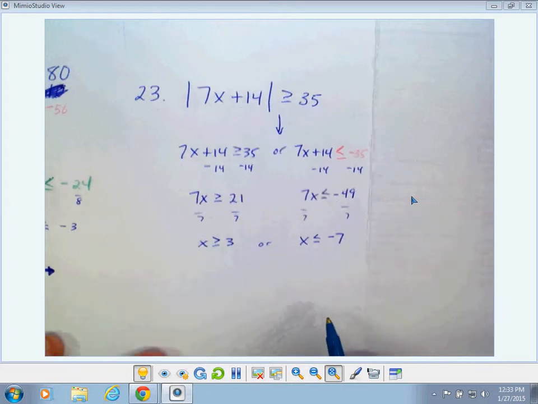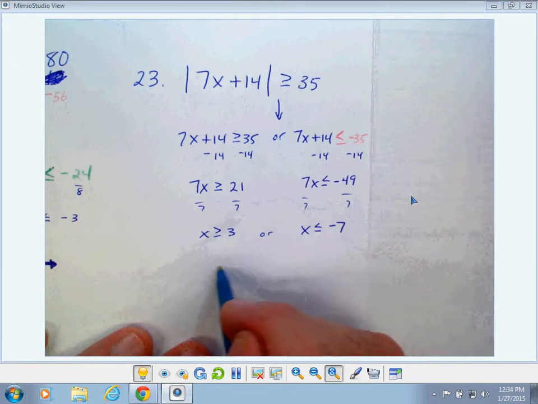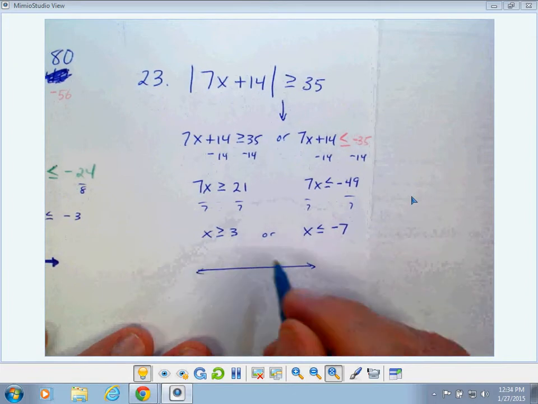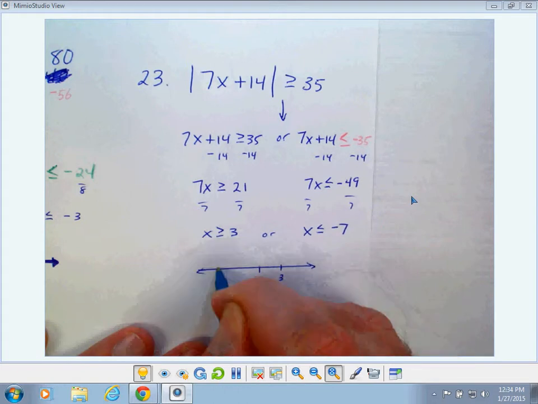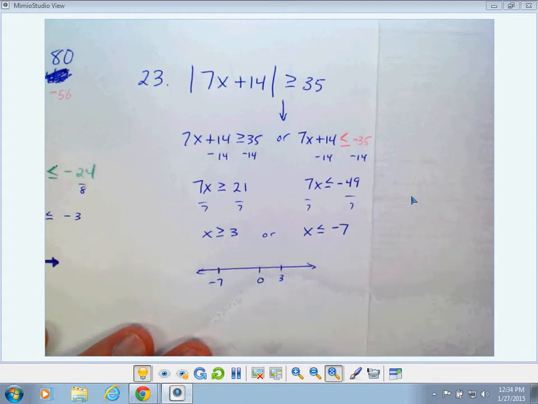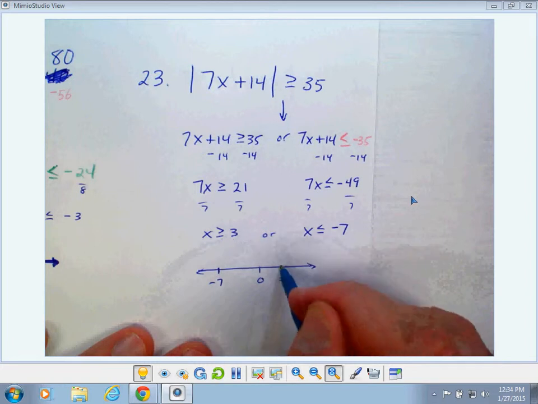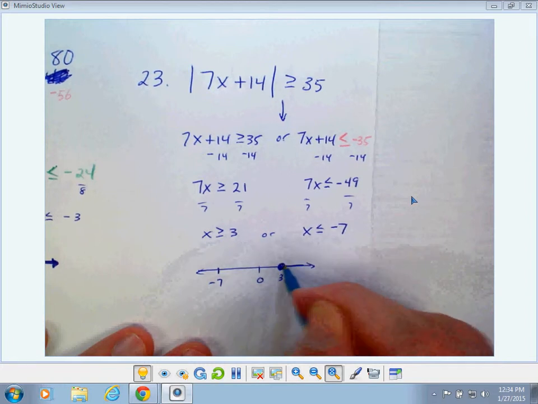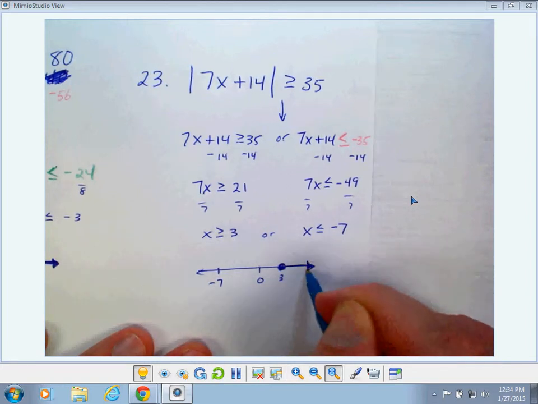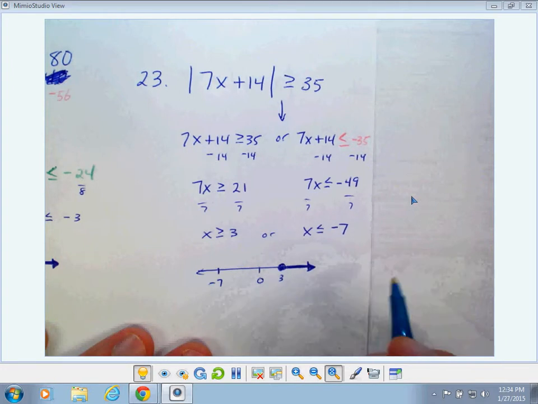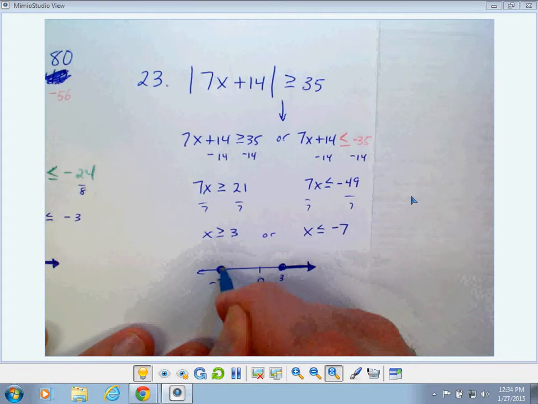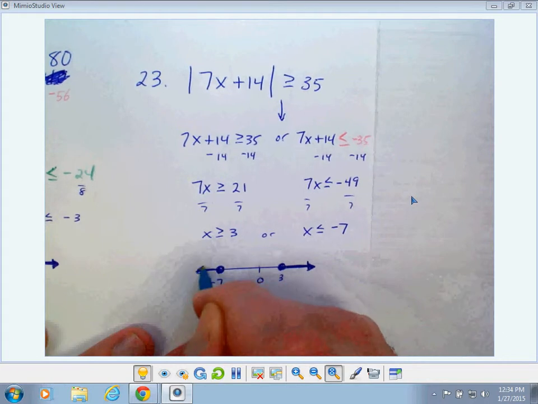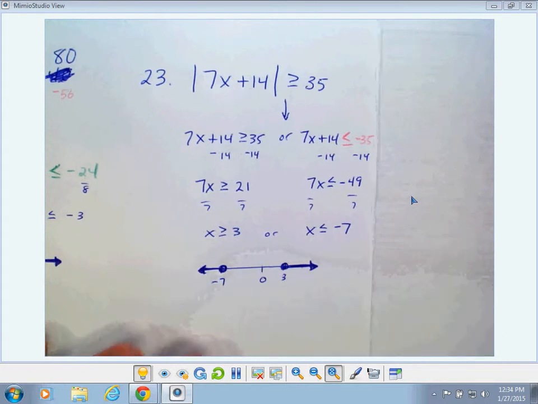So once again, this is an OR graph, so we should see shading going in opposite directions. I have 3, and I have negative 7. Greater than or equal to 3 would mean a solid dot and shading to the right. And less than or equal to negative 7 would also mean a solid dot but shading to the left. So our graph would look like that.